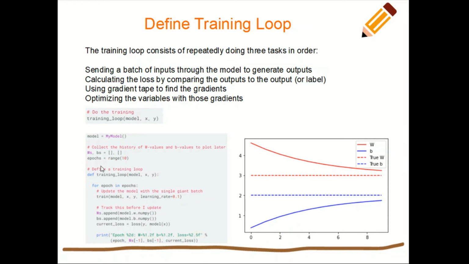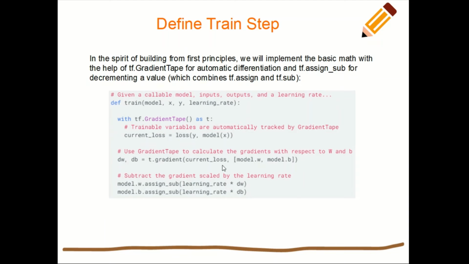And how many epochs are we going to run in this particular case? 10. We are going to print the weight, bias and the current loss. So let's also take a look at this train method, which is on the next slide.